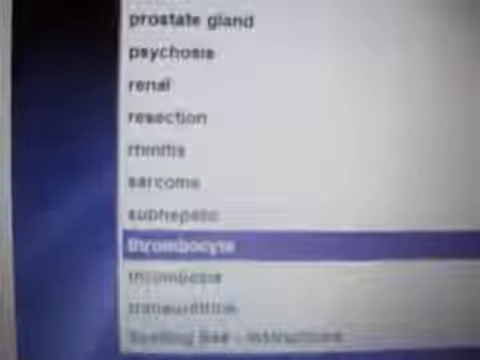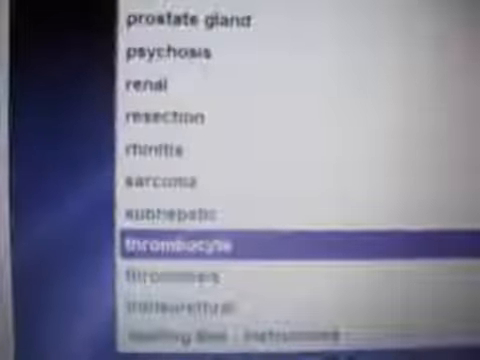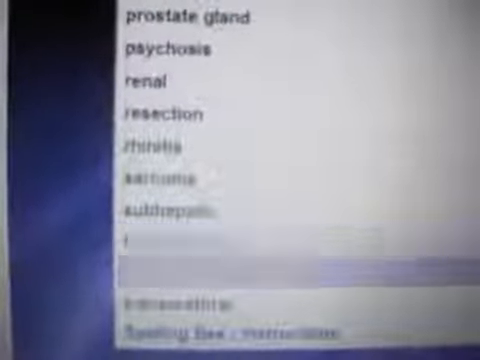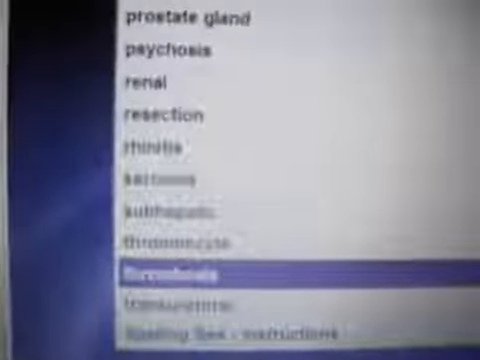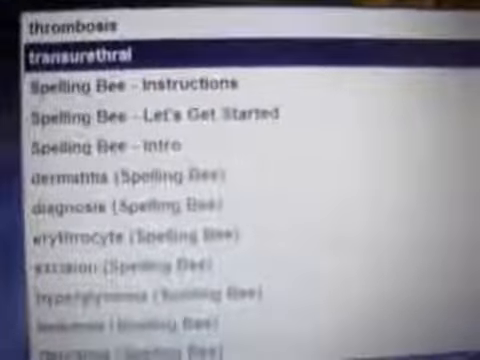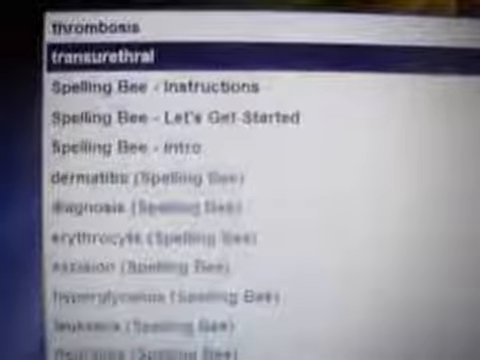Thrombocyte. Thrombo, T-H-R-O-M-B-O, is the combining form for clot. A thrombocyte, also called a platelet, is essential for blood clotting. Thrombosis. A thrombosis is the formation of a clot in a blood vessel. If thrombosis occurs in a cerebral artery and prevents blood from reaching the brain cells, a stroke or cerebrovascular accident can occur. Transurethral. Transurethral resection of the prostate gland involves the coring out or removal of a portion of the prostate gland through the urethra using an instrument called a resectoscope.